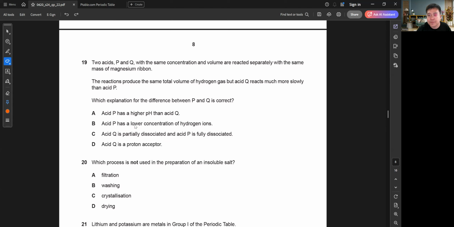So let's see here. Q reacts much more slowly. So if we read the question here, Q should be lower. So Q should be a weak acid. And vice versa, P should be a strong acid. So clearly the answer is C because it fits the description.